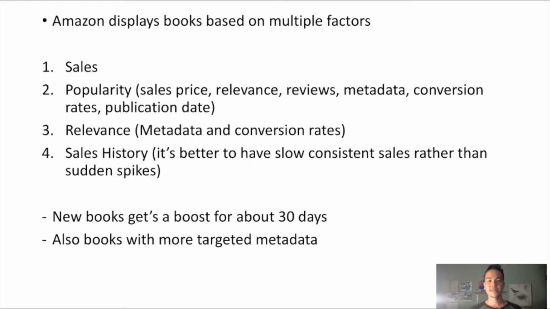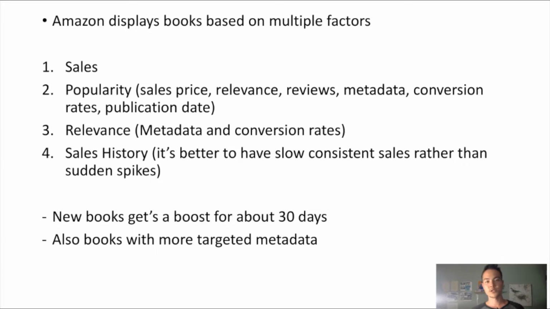The next one is metadata. This is basically the information you put in when you're uploading your books. So the titles, the keywords in the titles and the subtitles, the keywords you choose in the 7 keywords section when you're uploading your book, and also the categories. Those all come into consideration. I'll explain later how it works.